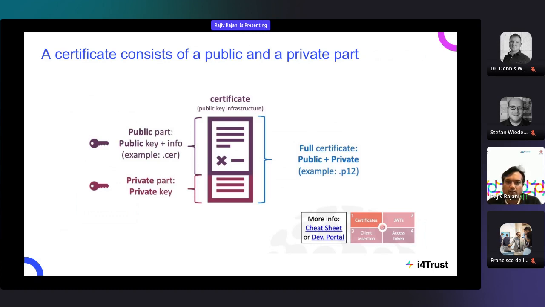As I said, a digital certificate has two parts, a public part and a private part. Some certificate formats support having both keys in one file, whereas some formats do not allow that, and you have to store them as two separate files. The example on the screen is a P12 format, which allows you to store both the public key and the private key in a single file.